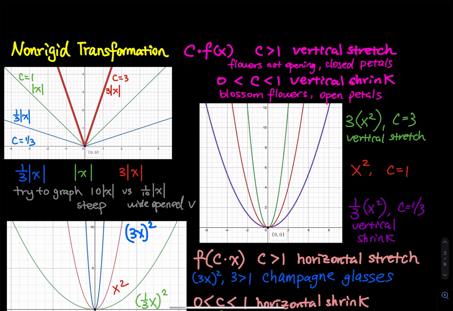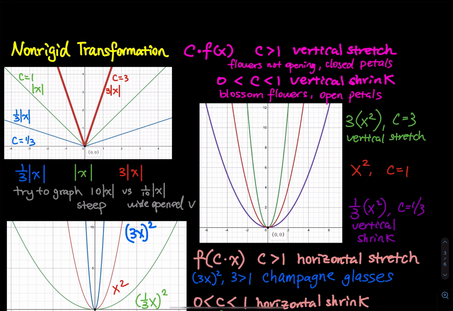What if you change the 3 to a 1/3? You don't need to stick with the 1/3. You can change that to 1/13, 1/10, 1/9, or 1/15 to see what happens. That one creates a vertical shrink. Vertical shrink means less steep.